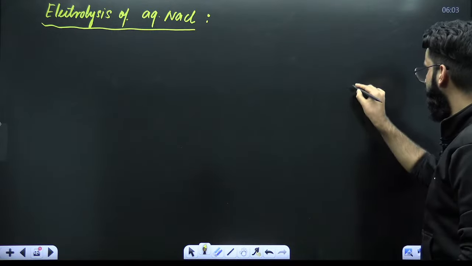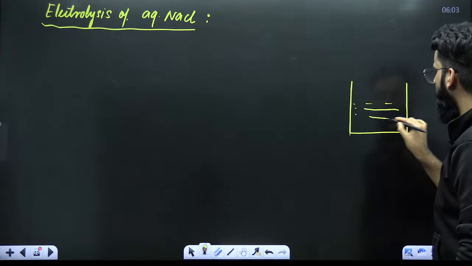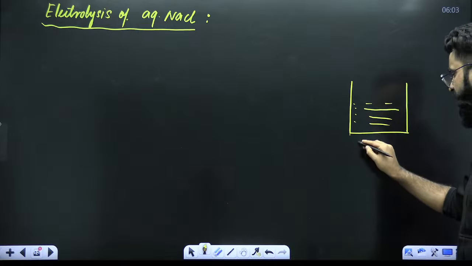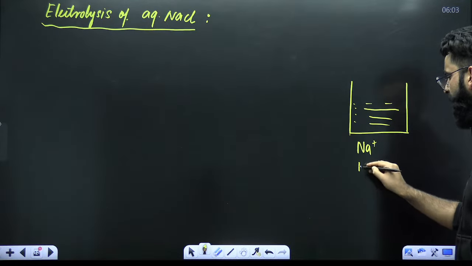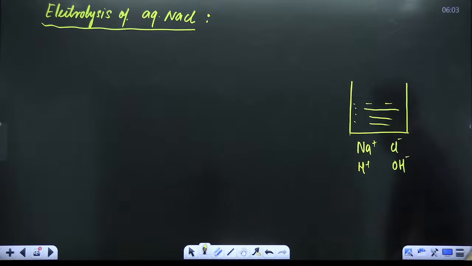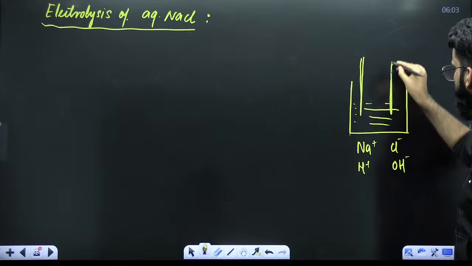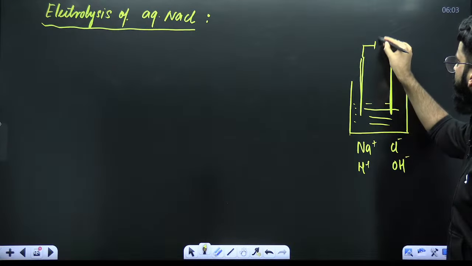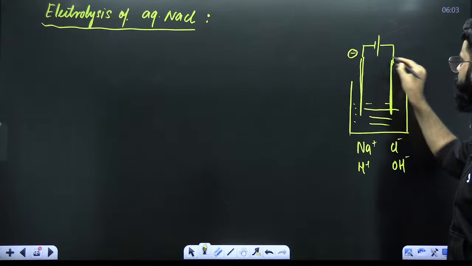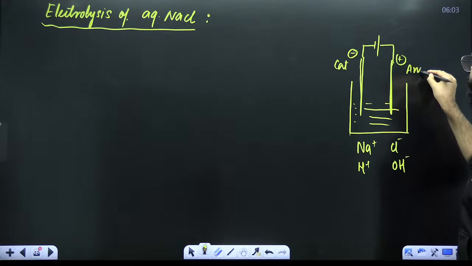Okay, now tell me one thing. Let's say this is your electrolytic cell. In this electrolytic cell, you have got aqueous NaCl. That means there will be Na positive, H positive, Cl negative, and OH negative in this container. So two types of cations, two types of anions. This is a rod. This is one more rod connected with the external battery, right? This is negative. This is positive. Negative is your cathode. Positive is your anode.